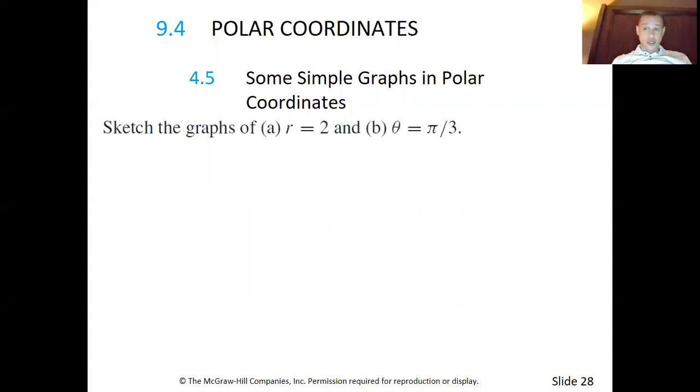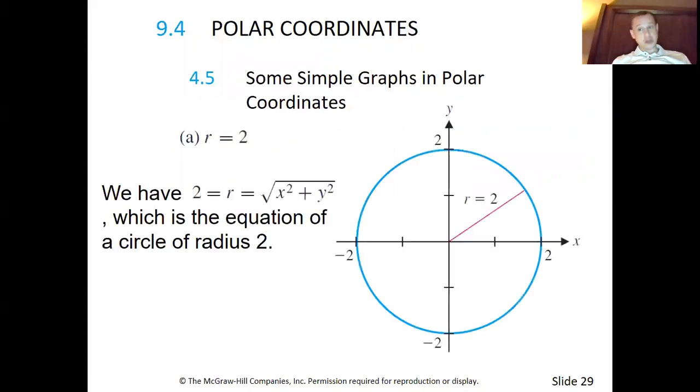If the radius is 2, all that means is I'm a circle with a radius of 2. So here's what this graph would look like. It's just a radius of 2 everywhere. That's all that means. That all these points here, this entire circle, would be the graph of polar r equals 2.